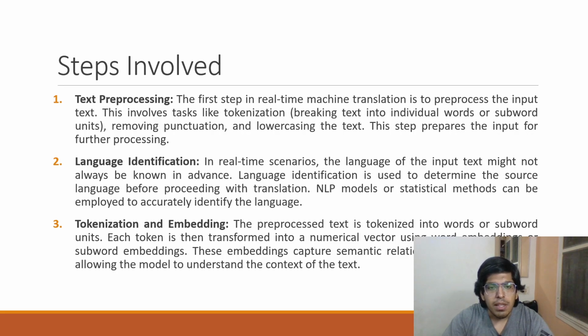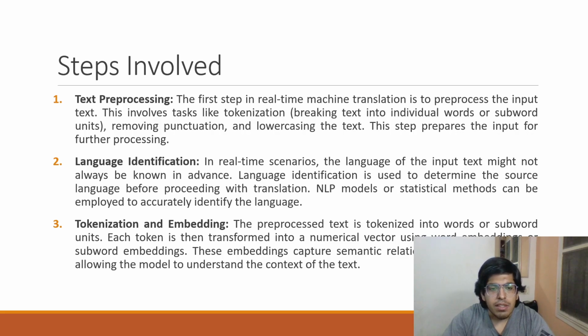The second step is language identification. In real-time scenarios, the language of the input text might not always be known in advance. Language identification is used to determine the source language before proceeding with translation. NLP models or statistical models can be employed to accurately identify the language.